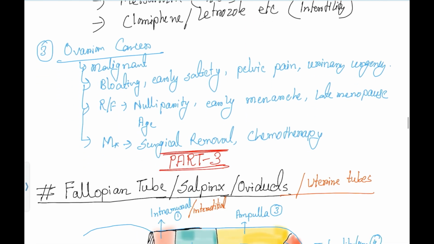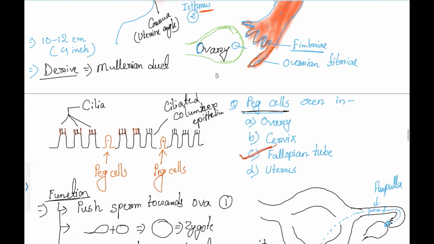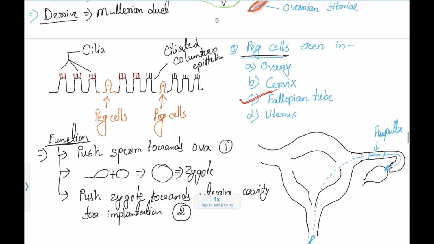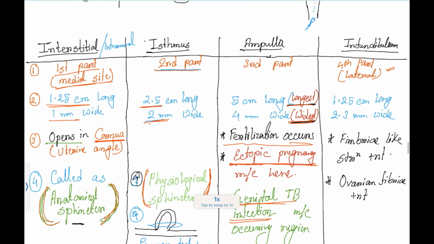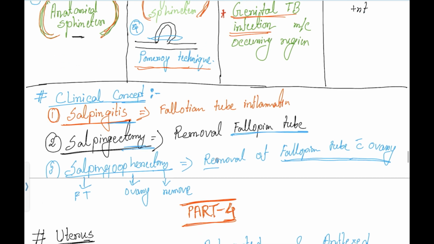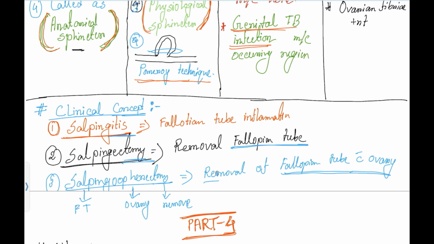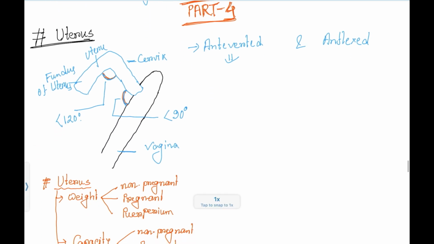Then coming to part 3, we discussed briefly the fallopian tubes, their parts and the surface of the fallopian tube, the cilia, its functions, the uniquely identified structure like the peg cells, the different parts of the fallopian tubes, their unique characteristics, and clinical concepts like salpingitis, salpingectomy, salpingo-oophorectomy, etc. So we explored the structure and functions of the fallopian tubes.